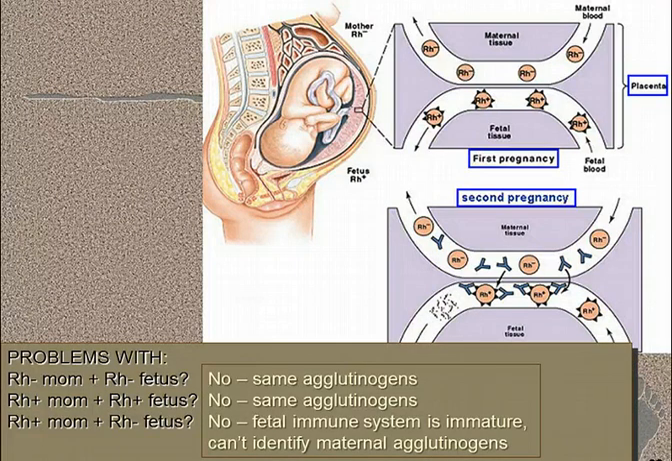So, again, our problem was Rh negative mom with an Rh positive fetus. If they're both the same Rh, not a problem. If it's an Rh positive mom and an Rh negative fetus, no problem. In case you're thinking, well, wait a minute, the cells of the mom, Rh positive, will go into the fetus, and will the fetus make antibody to the maternal mother? No, because the fetus has no functional immune system.